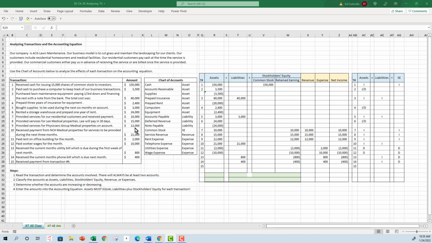Because Physician Group medical property is paying us, our accounts receivable goes down. Accounts receivable is an asset. It decreases because we're receiving cash. So in this case, on our accounting equation, one asset, cash, increases, while another asset, accounts receivable, decreases. There's no other effect on the accounting equation.